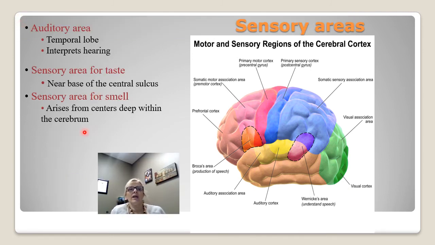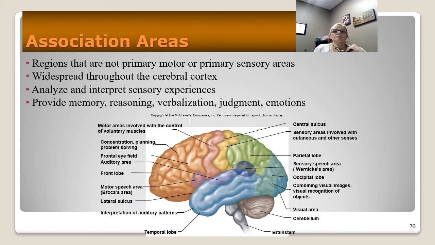Okay, so then we have the auditory area. Now, of course, that is hearing, and that's going to be in the temporal lobe, and you're going to interpret what you hear, okay? The area for taste is going to be there near the central sulci. Smell is going to be deeper in the cerebrum, okay? So association areas are usually not just sensory or just motor. They do work together with other parts of the brain. These areas are going to analyze and interpret sensory experiences, provide memory, reasoning, judgment, and emotions, verbalization, okay? All of these things are going to be related to certain sensory areas.